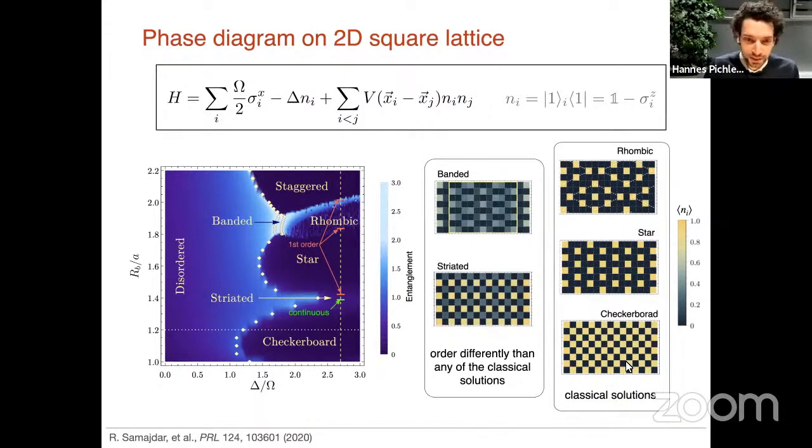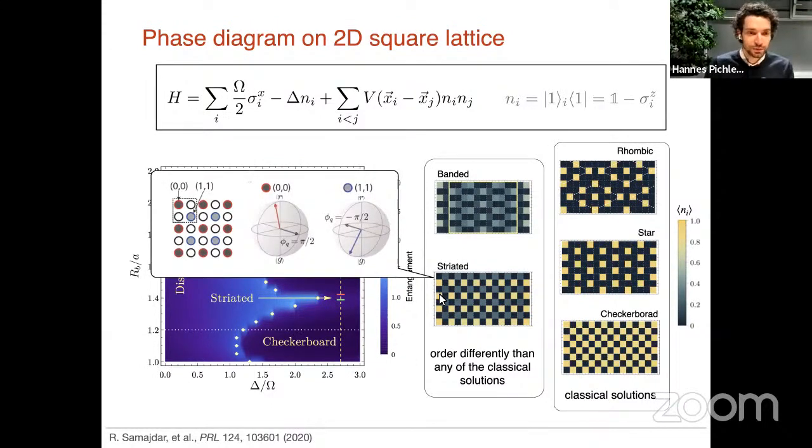But what's curious is that there are also other phases that order differently than any of the classical phases, and are only present at a finite value of a transverse field, and in that sense are stabilized by the presence of quantum coherence between ground and Rydberg state. For example, this striated phase is one of them.